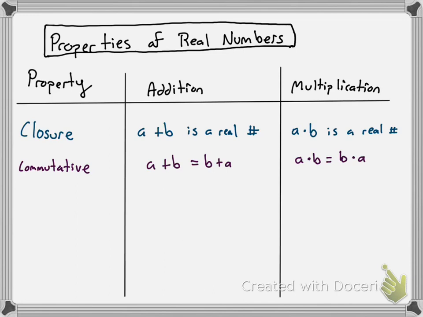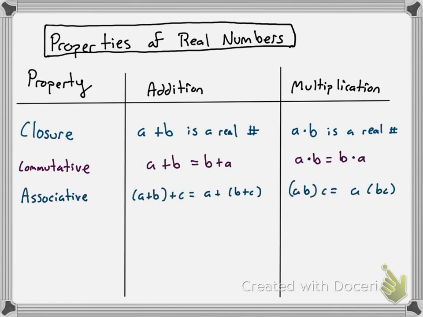The next property that we have is commutative. So given the real numbers a and b, a plus b will be the same thing as b plus a. Same thing if I do it with multiplication. The associative property shows that given real numbers a, b, and c, the quantity a plus b plus c would be the same thing as a plus the quantity b plus c, and the same thing goes with multiplication.